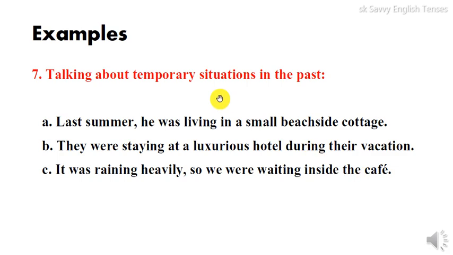Okay, number seven is talking about temporary situations in the past. For example, last summer he was living in a small beachside cottage. They were staying in a luxurious hotel during their vacation. It was raining heavily, so we were waiting inside the cafe.